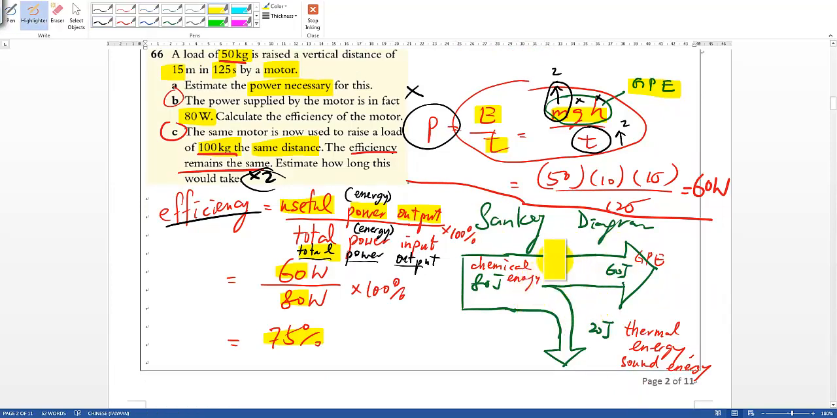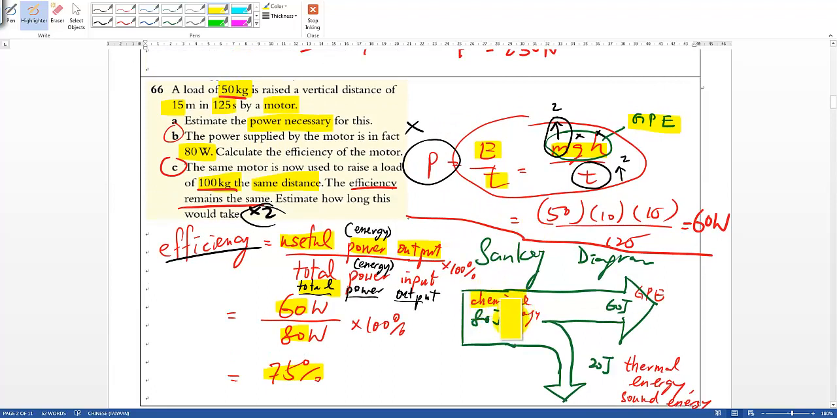Here is just an illustration of the Sankey diagram that you could draw. That was from the motor. It was the chemical energy, where it can provide you 80 joule maybe in 1 second, and 60 joule of it went for GPE, and the rest of them you can think about what they are, and that would be thermal energy or sound energy mostly.